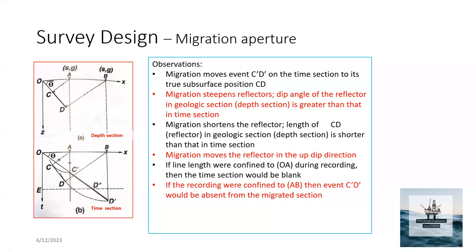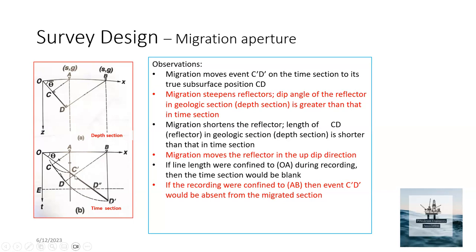The migration quickly, what is a migration definition? It is the change of the seismic from a point to a different point, so it can simulate the original geological settings. Okay, I will explain it in details tomorrow. So what's happening here? We have migration moves event C dash D dash on the time section to its true subsurface position.